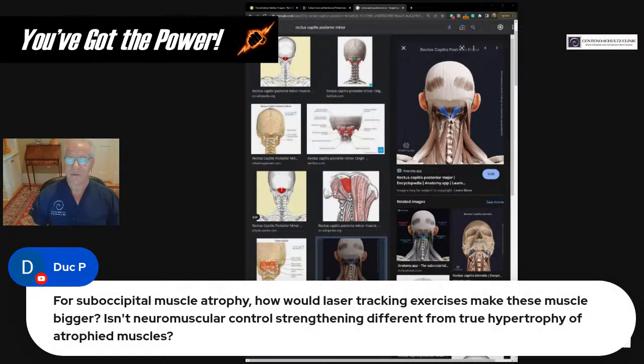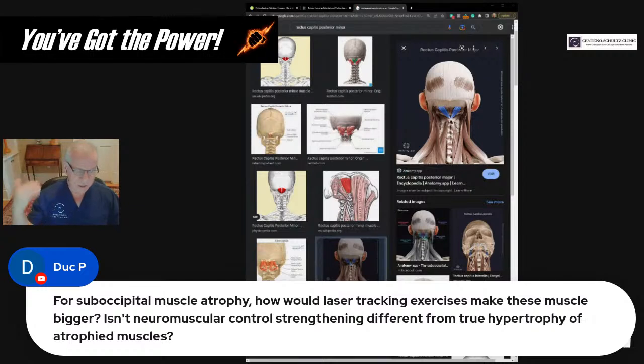Duck P, for suboccipital muscle atrophy, how would laser tracking exercises make those muscles bigger? Isn't neuromuscular control strengthening different from true hypertrophy of atrophied muscles? So Duck P, what you're talking about there is you first lose the neuromuscular control, and then over time, the muscle atrophies or gets smaller. And it goes the other way too. If you're building muscle, you'll first gain neuromuscular control, and then the muscle hypertrophies.